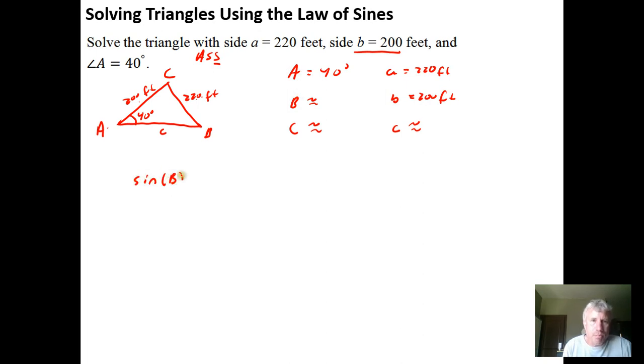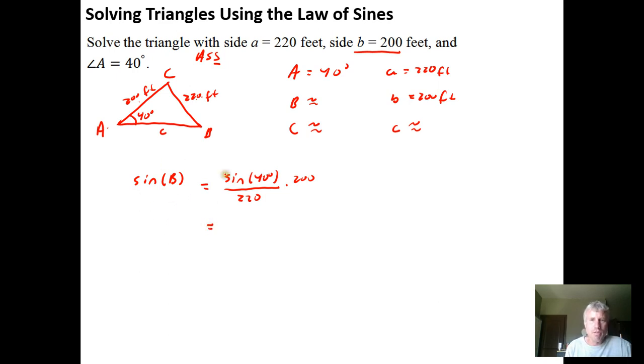So I'm going to say sine B over the side opposite B is equal to the sine of 40 degrees divided by the side opposite the 40 degree angle, which is the 220 foot. And then we're multiplying both sides by 200. 200 divided by 200 is 1, so we get the sine of B isolated.